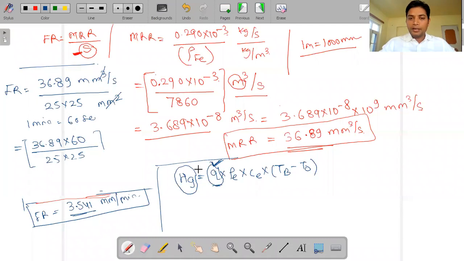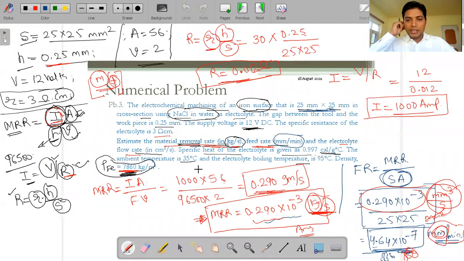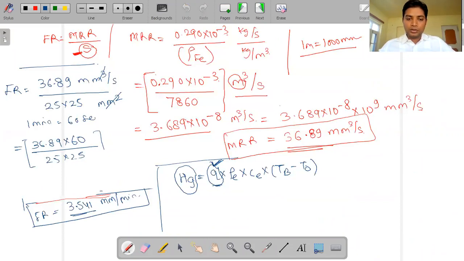So what we can expect is that if nothing is given in this problem, then we consider that whatever heat is generated will be completely absorbed by the electrolyte. So what is the heat generated? That will be equal to Hg, and its value is I square into R. So let's see what data is given to you.